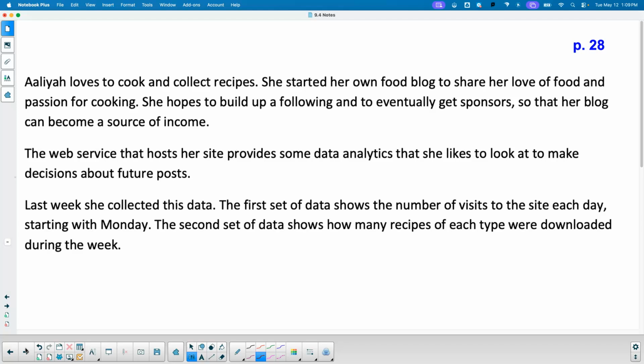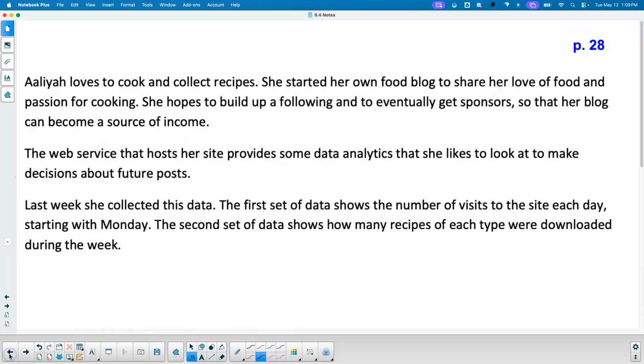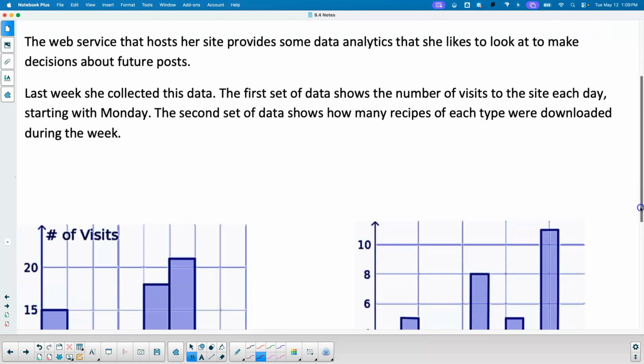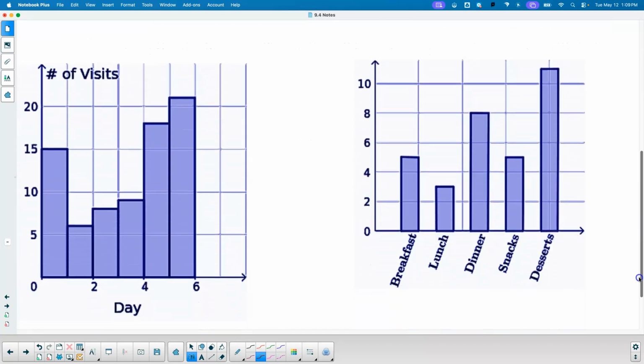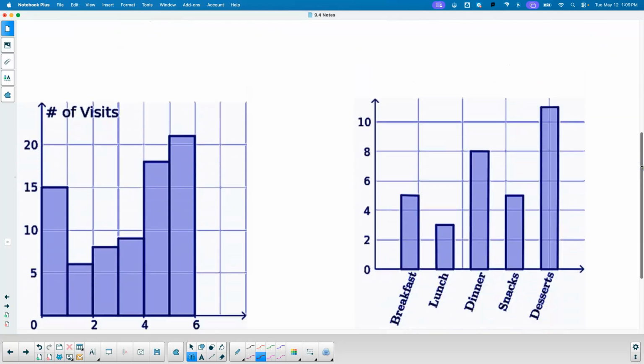And so she's got all this data now, and she's gone through it. The first set of data shows the number of visits to the site each day, starting with Monday. The second set of data shows how many recipes of each type were downloaded that week. Okay? So, maybe it was in the bottom down there. There it is. Yep. So this is number of visits. And this is downloads, right? Is that what they said? There's how many downloads.